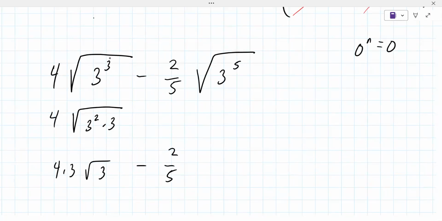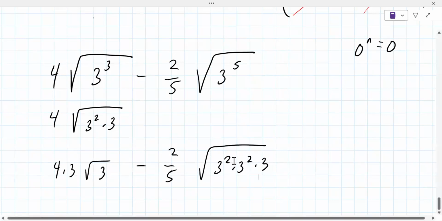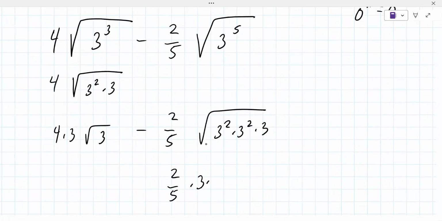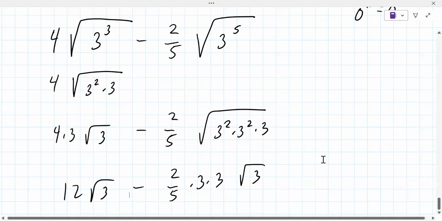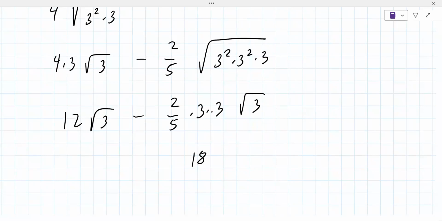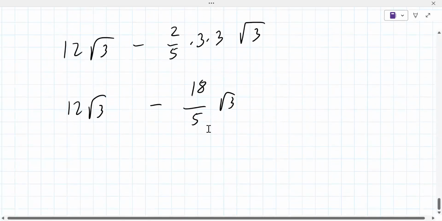And then over here on the right, it's 3 squared times 3 squared times 3. Yeah, 2, 2, and 1 gets you to 5. And so from the 3 squared, a 3 comes out. From the 3 squared, a 3 comes out. So it's 2/5 times 3 times 3 square root of 3. 12 square root of 3, like that. Does that make sense? Yeah. So now you end up getting 18 over 5 square root of 3, 12 square root of 3. And so what do you do from it?